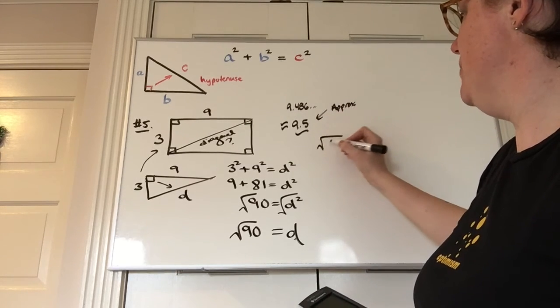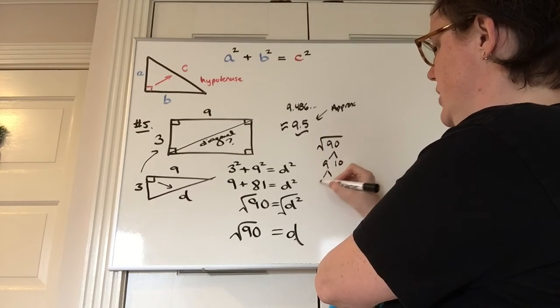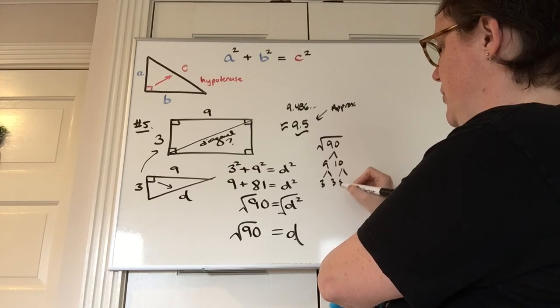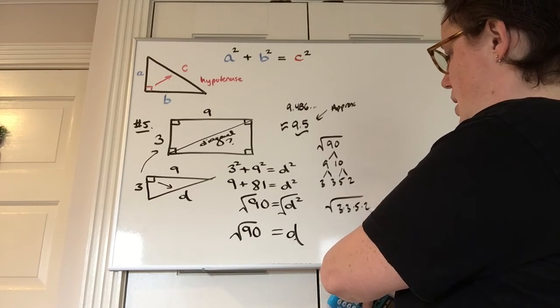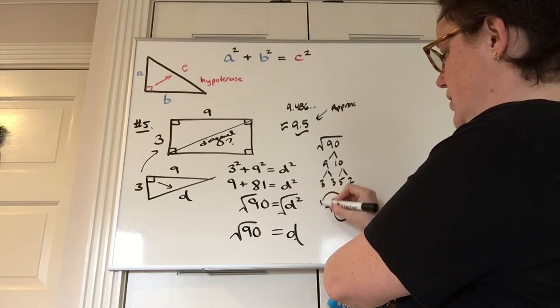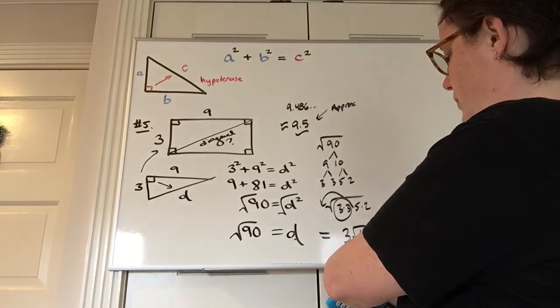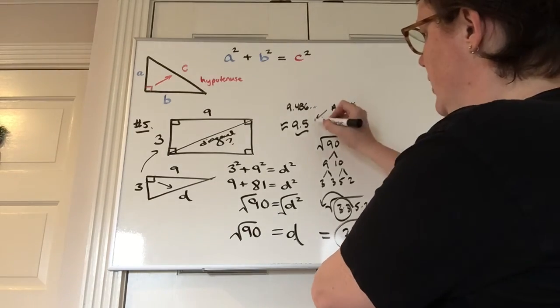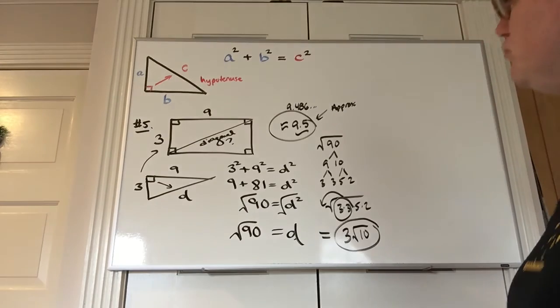So I could simplify it by making a tree. I've got 9 times 10, so that's 3 times 3 times 5 times 2. 2 on the inside makes 1 on the outside. Turns out that D is exactly equal to 3 times the square root of 10. So that's the exact radical length, that's the approximate length. Both of which are perfectly good.